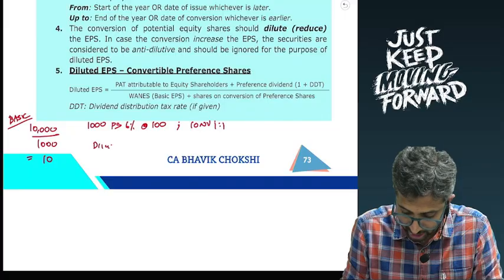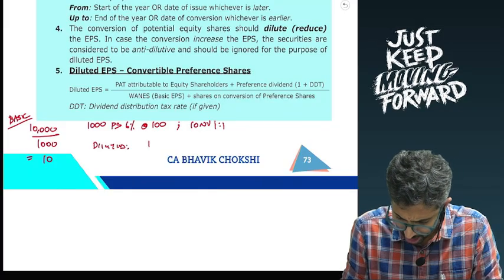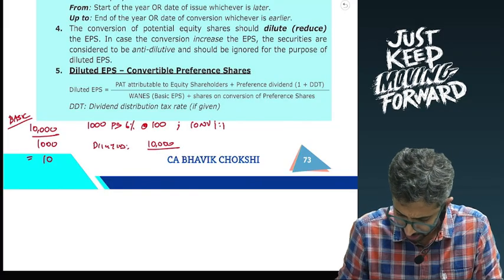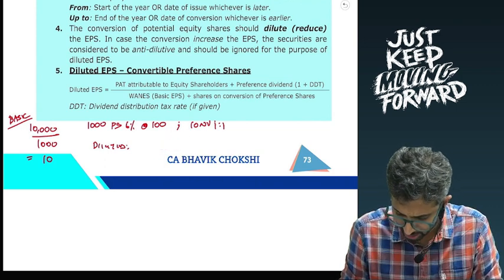Now if I want to find a diluted EPS, I will say that okay, this 10,000 was calculated probably, just a second.